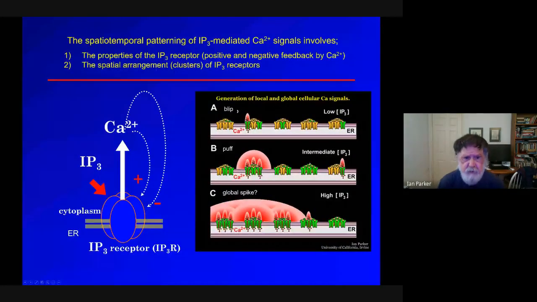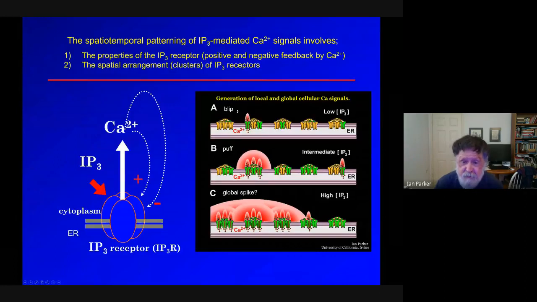And our hypothesis for what was going on to generate these signals, local signals and then a global signal, is a dual function of the spatial arrangement of IP3 receptors in a cell and the properties of the IP3 receptor channels that liberate calcium from the ER. The IP3 receptors are biphasically modulated by calcium. Particularly low levels of cytosolic calcium promote the opening of channels.